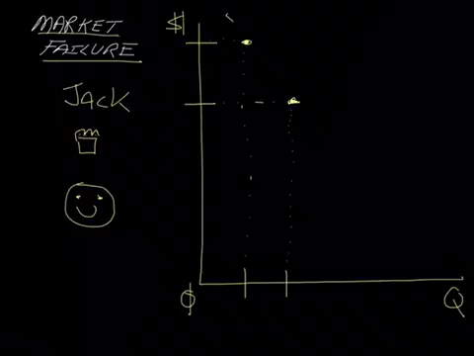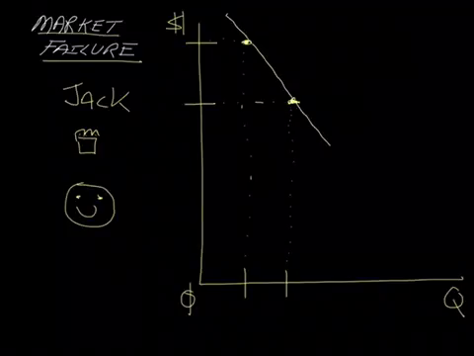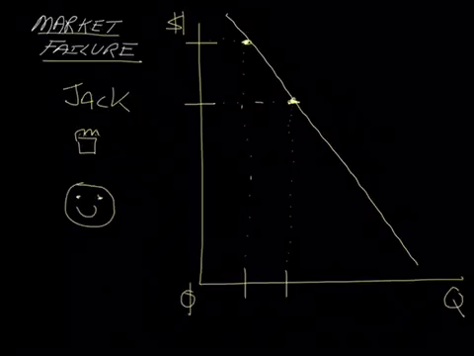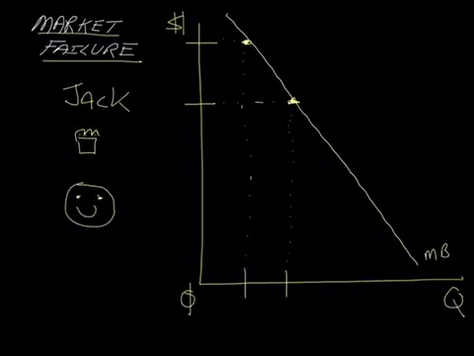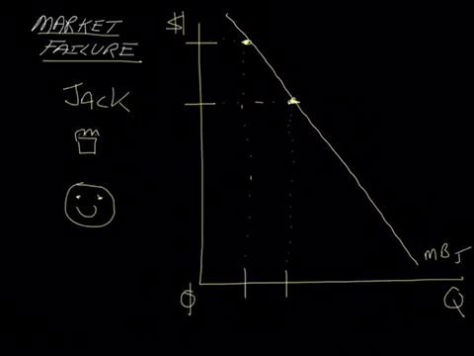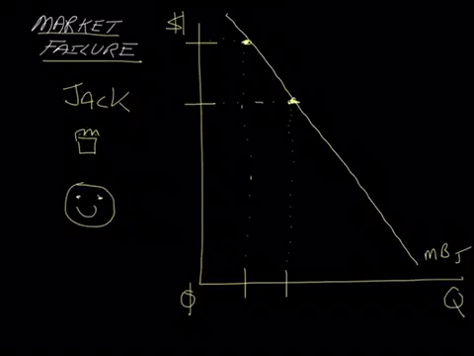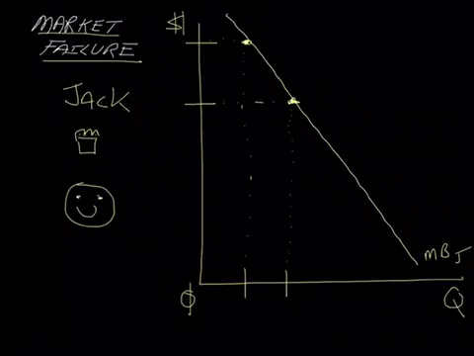Now we can continue to draw the relationship here and call this the marginal benefit for Jack of producing more batches of muffins. For every additional batch he creates, the marginal benefit, or that additional value he's getting, is less.